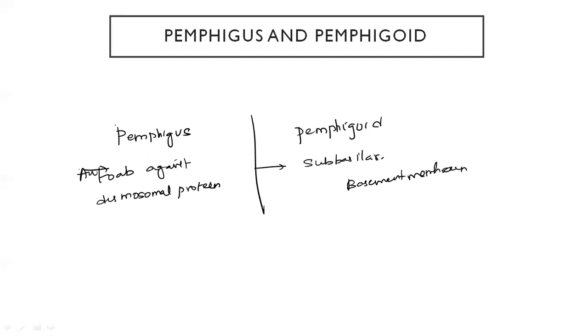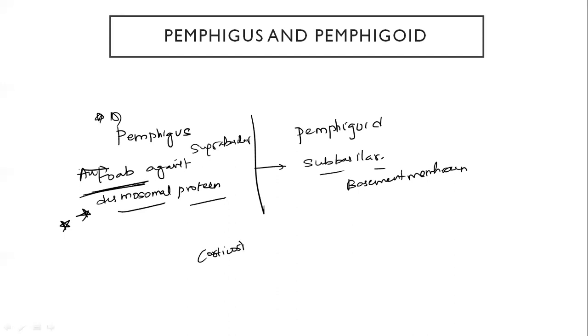All right. So what happens in pemphigus? This is a suprabasilar lesion. And pemphigoid is a subbasilar lesion. Here, autoantibodies are produced against desmosomal proteins, and here they are produced against the basement membrane. And the treatment is corticosteroids. So this is the last lesion I wanted to discuss.